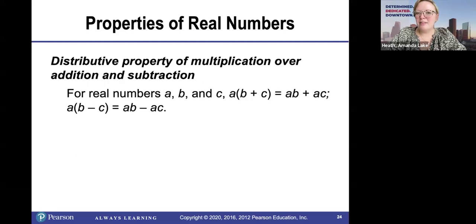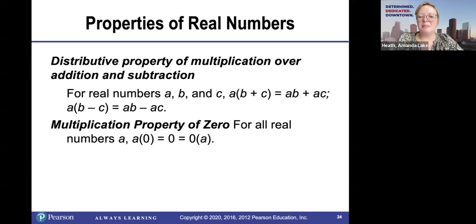And then finally, we have one property that combines addition and multiplication for us, and that's the distributive property, and it works over addition and subtraction. So what it tells us is if I have some element A times the sum of B and C together, then that's going to be equivalent to if I do A times B and then add A times C. So I distribute A over the sum of B and C, and similar for the subtraction.